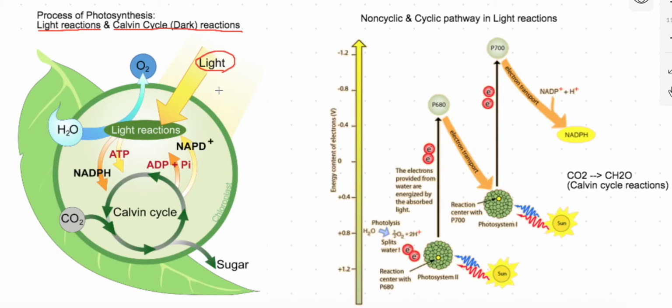As the electrons move down the electron transport chain, energy is released. Those energized electrons are either stored for production of ATP molecules or taken up by NADP plus in order to produce NADPH. In other words, sunlight, which is solar energy, is converted to ATP and NADPH, which are chemical energy.